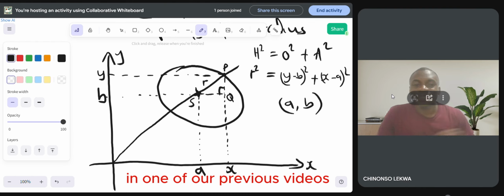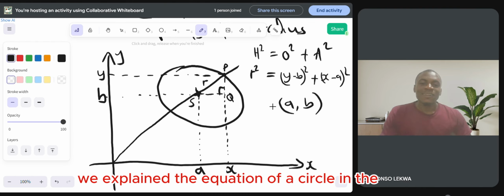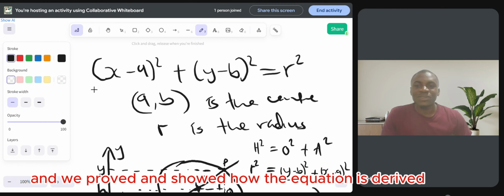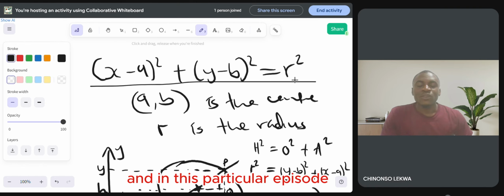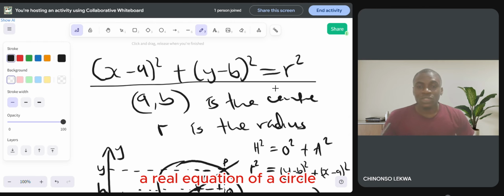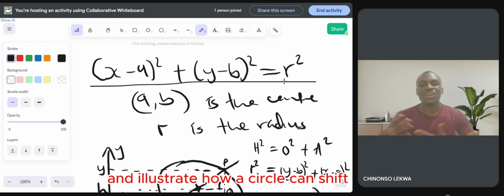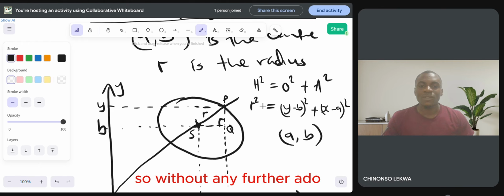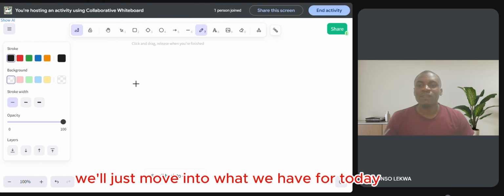In one of our previous videos, we explained the equation of a circle in the xy plane, and we proved and showed how the equation is derived. In this particular episode, what we want to do is use a real equation of a circle and perform some shifting and illustrate how a circle can shift and how it affects the coordinates of the center. So without any further ado, we'll just move into what we have for today.